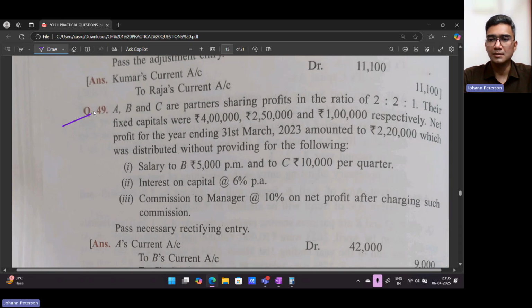Okay, so we have three partners, ratios 2 is to 2 is to 1. The fixed capitals of 4, 250, and 1. Net profit for the year ending 31st March was 220. Now, this was distributed without giving this. So, since it is distributed, first we will take it back. So, first let's do that.